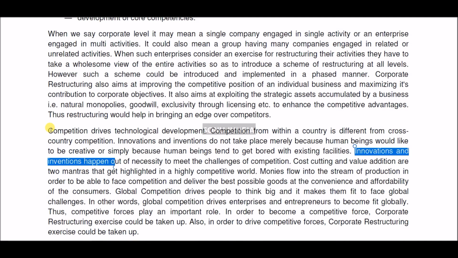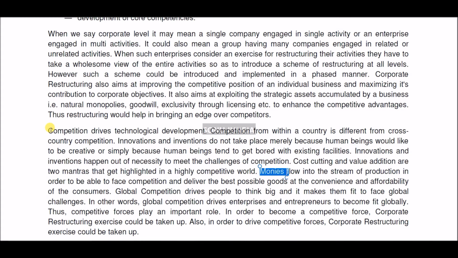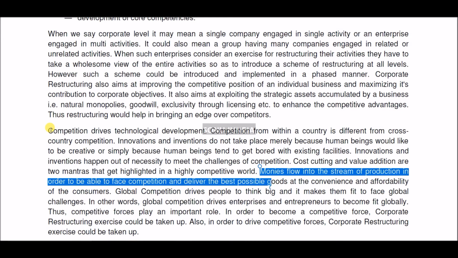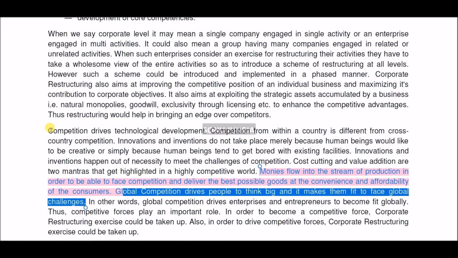So the innovation and invention happen out of necessity to meet the challenge of competition. Cost cutting and value addition are two mantras to get highlighted in a highly competitive world. So the money flows into the stream of production in order to be able to face the competition and deliver the best possible good at the convenience and affordability of the consumer. Now the global competition derives people to think big, and it makes them fit to face global challenges.